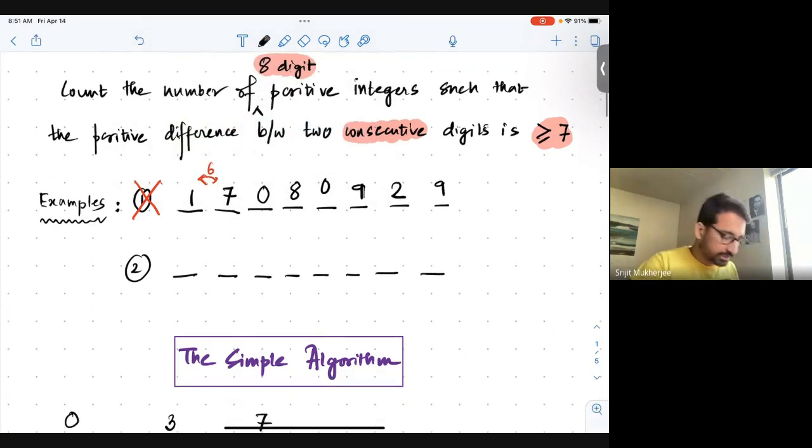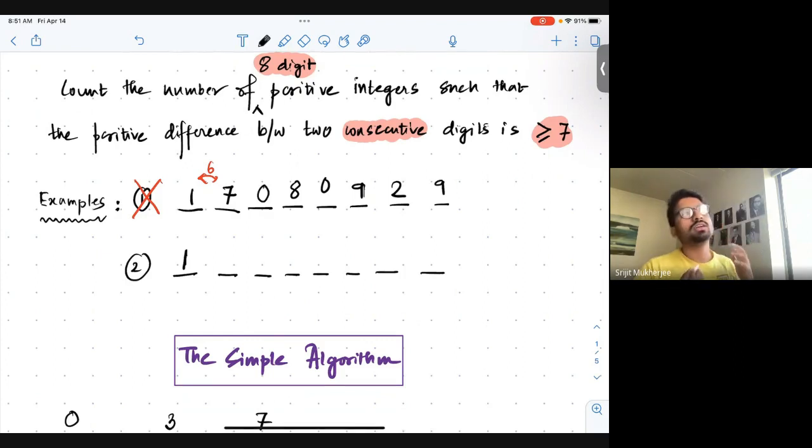So let's take an example. Let's start with 1. Once you start with 1, since the next difference should be at least 7, the difference with the next digit should be at least 7. So you should have either 8 or 9. So let's put 8. Now once you have 8, the next difference should be at least 7. So it can be either 0 or 1, right? So let's put 0.